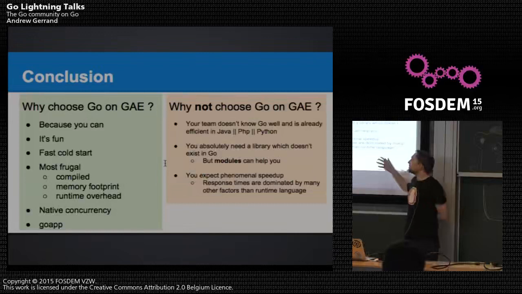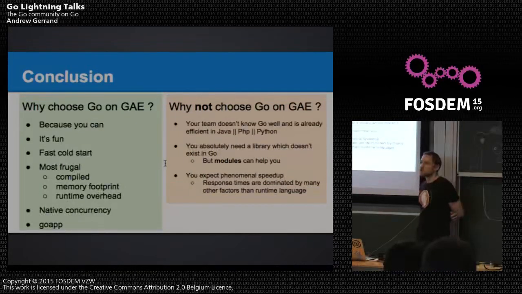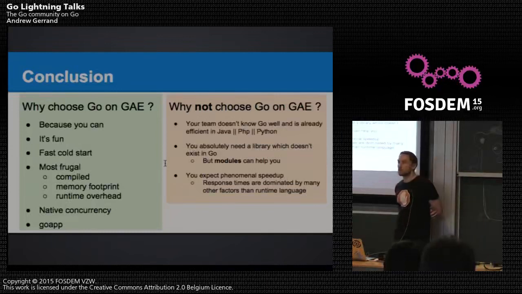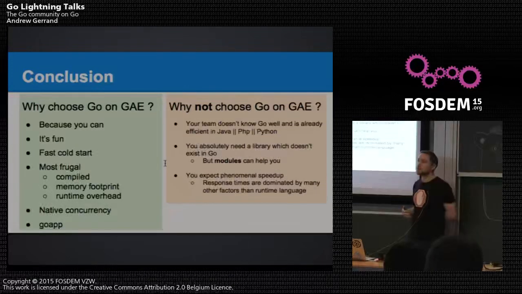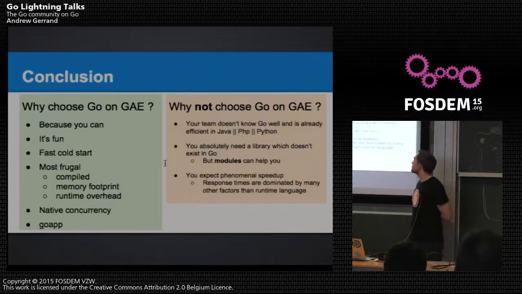But of course, you won't get phenomenal speed ups for your web app because the latency usually isn't dominated by the instance itself or the CPU cost of the instance. There are many other factors. For example, in my load test, having an injector in Asia, it was 10 times slower than in the US, just because the instances happen to be in the US. So there are other factors.